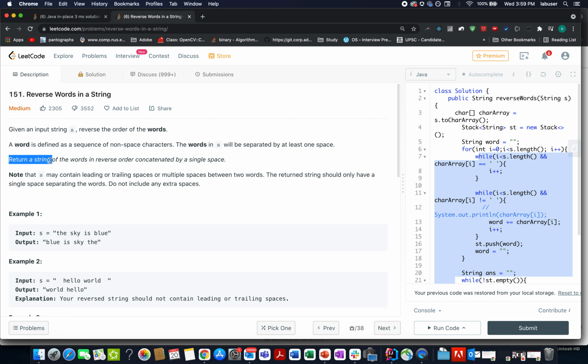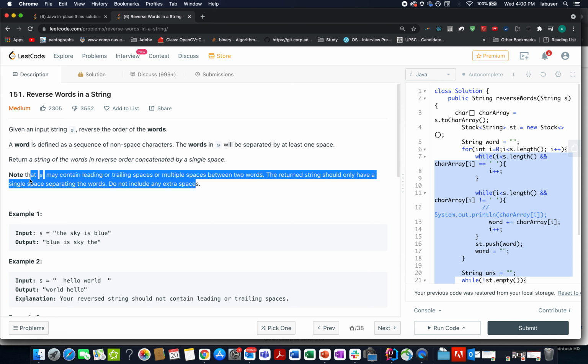We need to return a string of words in the reverse order concatenated by a single space. Also, there is a note that is given in the question. S may contain leading or trailing spaces. Leading means before the string at the starting of it, trailing means at the end of it, and multiple spaces between two words. The returned string should only have a single space separating the words. Do not include any extra space. So this is a very important point that we should remember while solving the question.